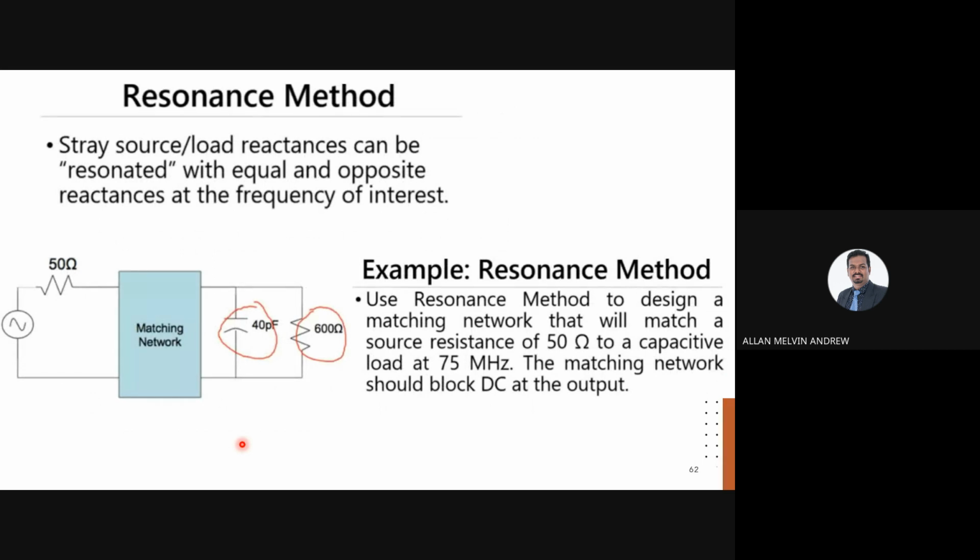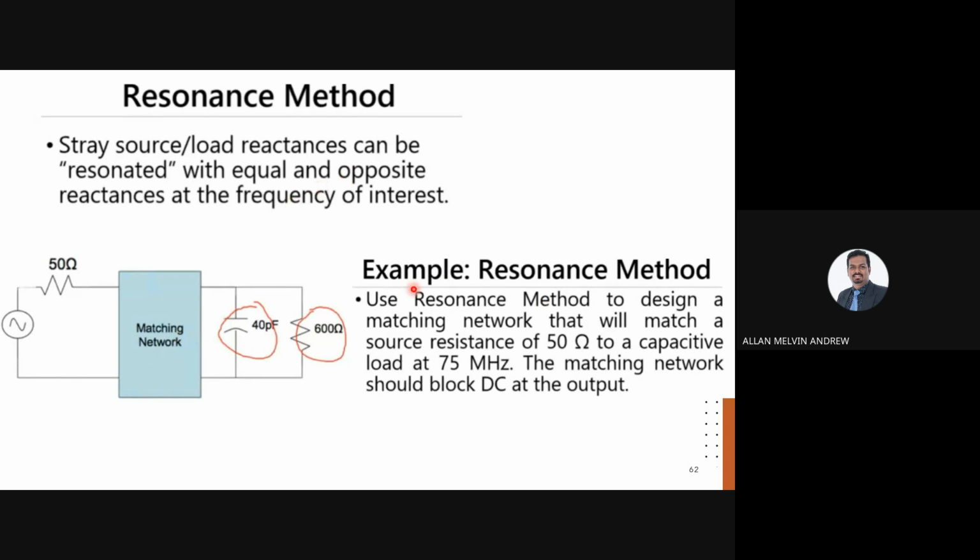Then we have the resonance method. Okay, so what is the resonance method? If the source and load reactances can be resonated with equal and opposite reactances at the frequency of interest. So you select one frequency, and let's say you are giving here 50 ohm. So you are adding an equal and opposite reactance, so minus 50, in order to cancel it out. Okay, so when you cancel it out and you enter into the matching network, all the stray effects will be cancelled out, and only the main part will be retained.